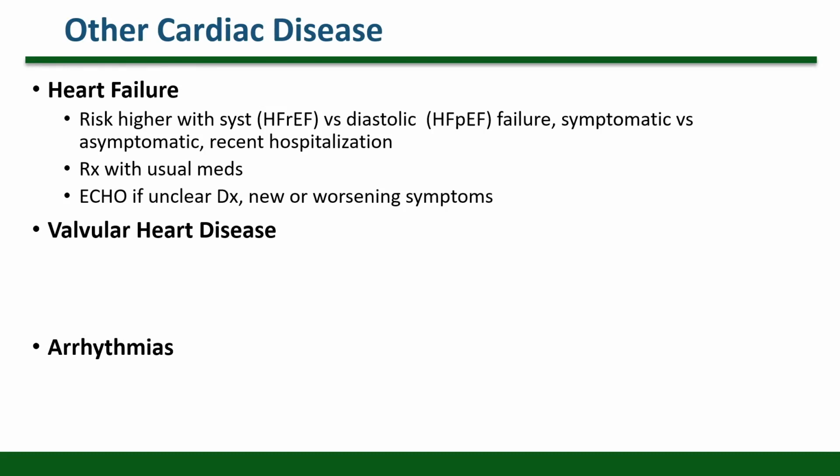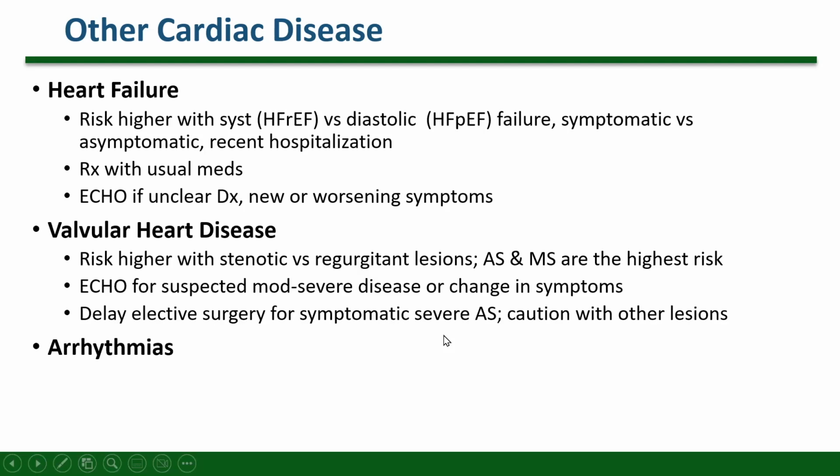And as far as indications for echoes, if the diagnosis is unclear, you're not sure if their current symptoms are related to heart failure or not, or if they have new or worsening symptoms, then a transthoracic echo is indicated. For valvular heart disease, we know that the risk is higher with stenotic lesions compared to regurgitant lesions, and aortic stenosis and mitral stenosis are the highest risk valvular lesions we can have. Echo is indicated if you suspect moderate to severe disease and a patient really hasn't been diagnosed, or if they have a change in symptoms.